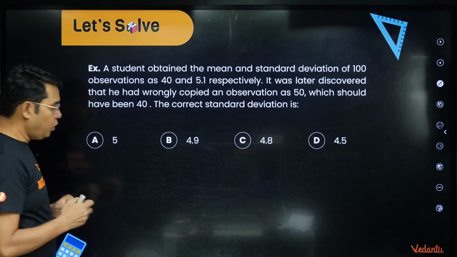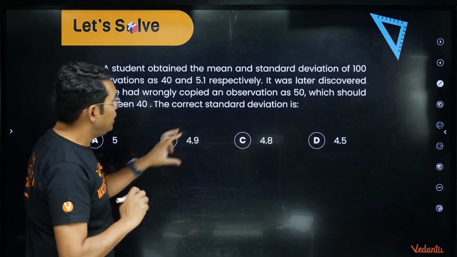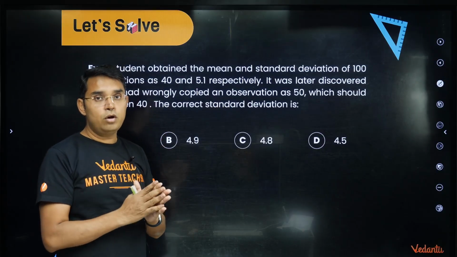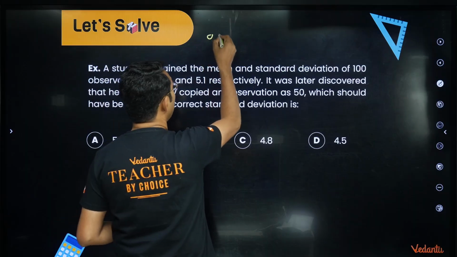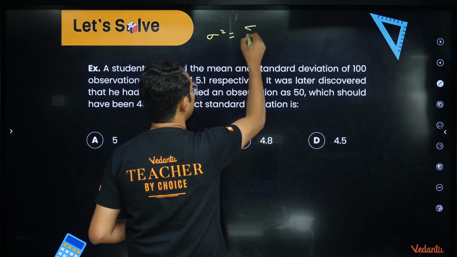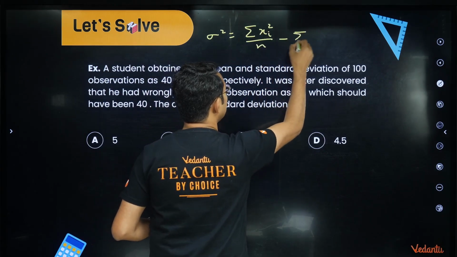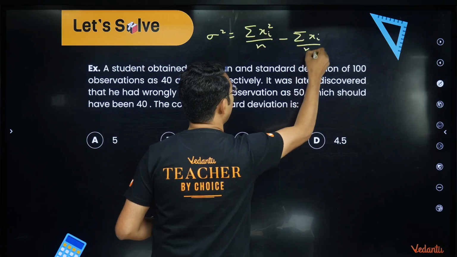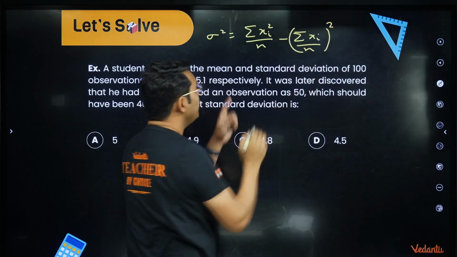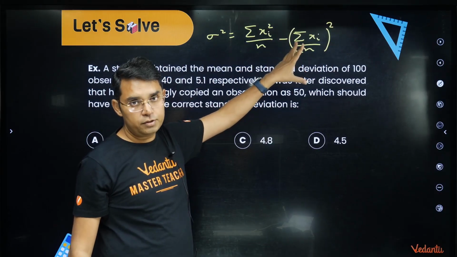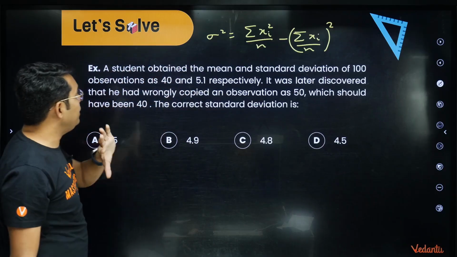As we know the standard deviation, rather I will go with variance, and we know standard deviation is just the square root of variance. So I will write the variance, which is equal to summation of xi square upon n minus summation xi upon n whole square, which is average of squares minus square of averages. Okay, so how we will do this question?